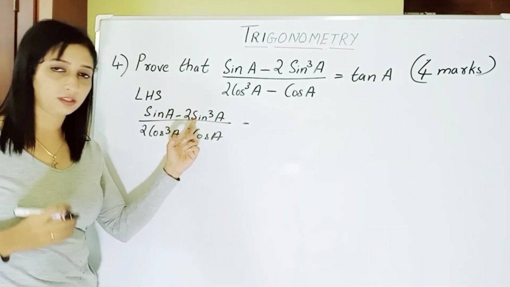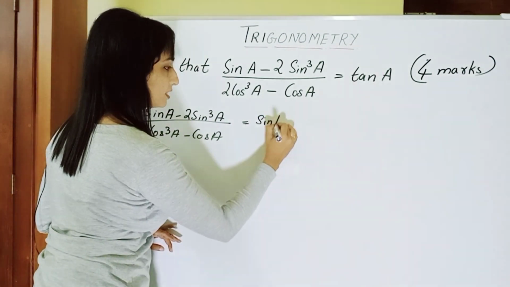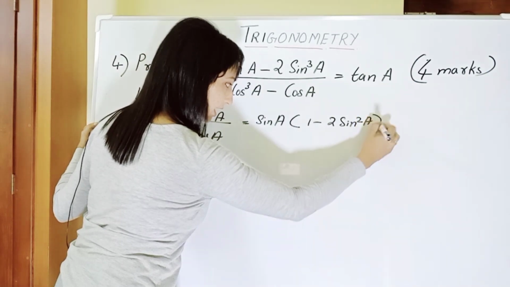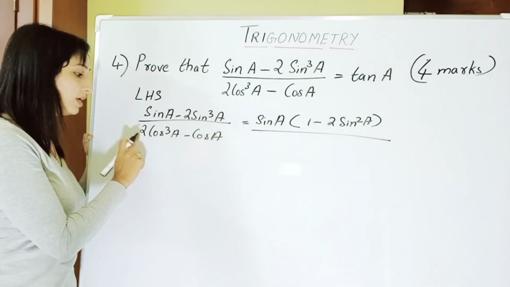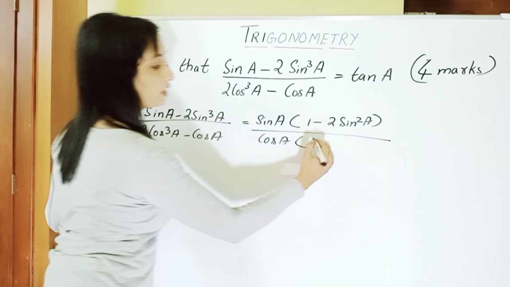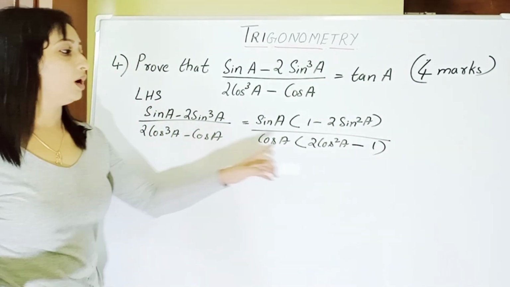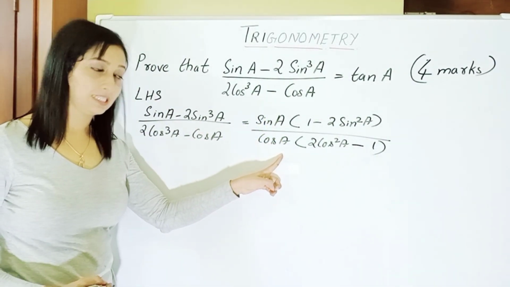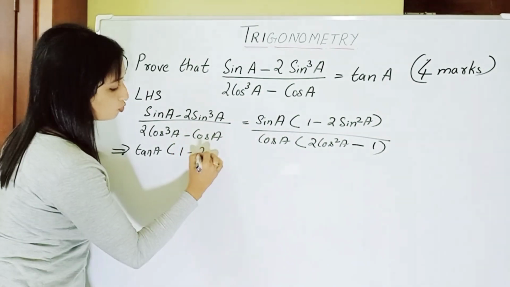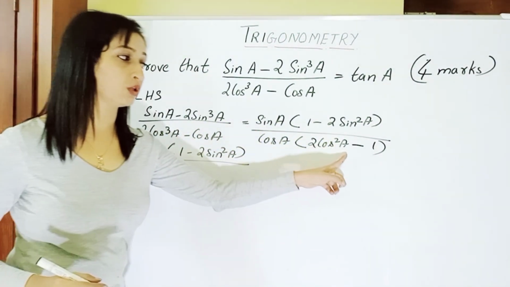Now from the numerator, what can you take common? I can take sin A common. So I am taking sin A into (1 minus 2 sin square A) by, from the denominator, what can I take common? I can take cos A common. So I write cos A into (2 cos square A minus 1). Now here, what is sin A by cos A? It can be written as tan A. So that implies tan A into (1 minus 2 sin square A) by what is remaining? 2 cos square A minus 1.